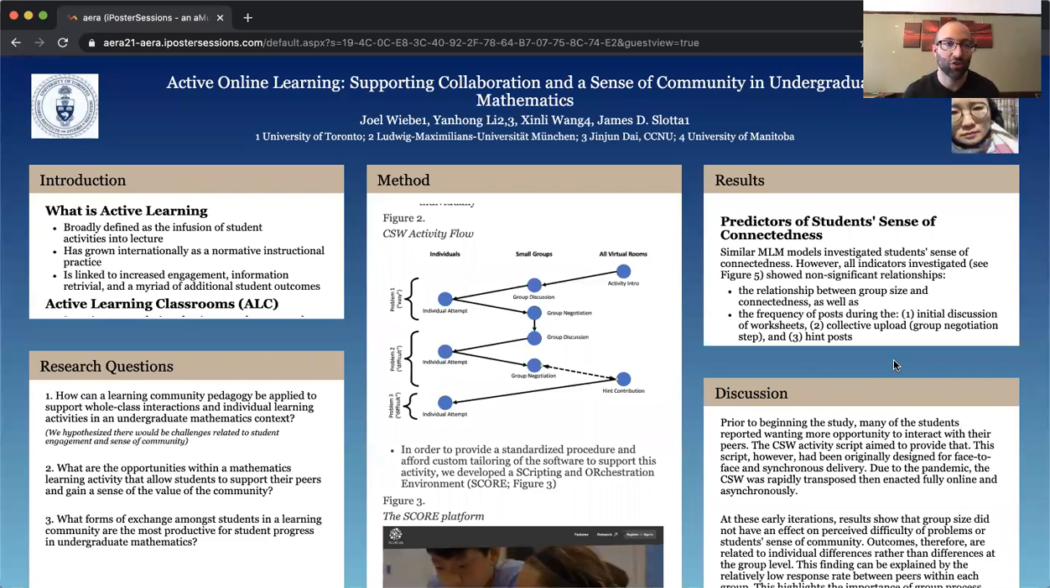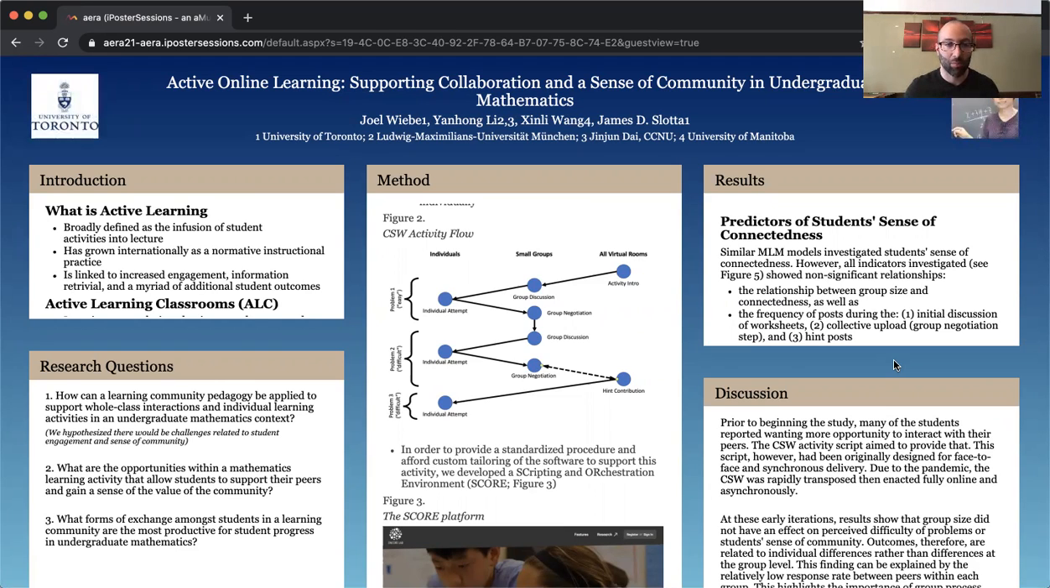Today, I'd like to present to you a poster on active online learning, supporting collaboration and a sense of community in undergraduate mathematics. Essentially, this research was part of a broader series of studies relating to bringing active learning patterns into the context of mathematics. So our research questions include how we can bring learning community pedagogy into this mathematics context.